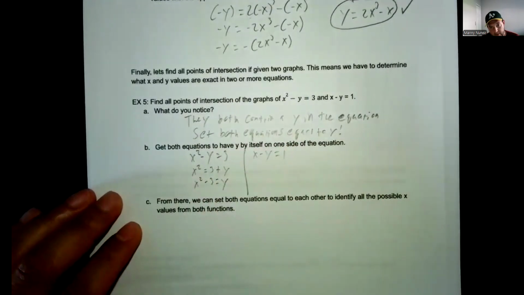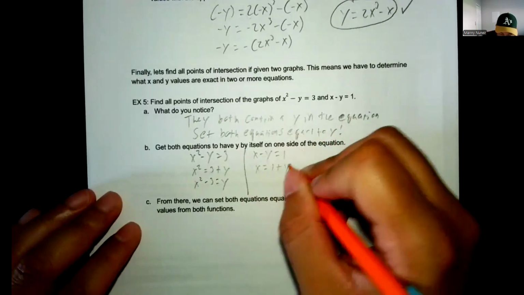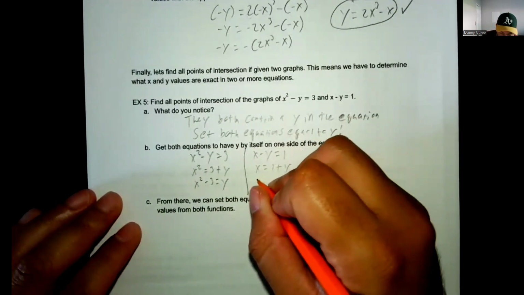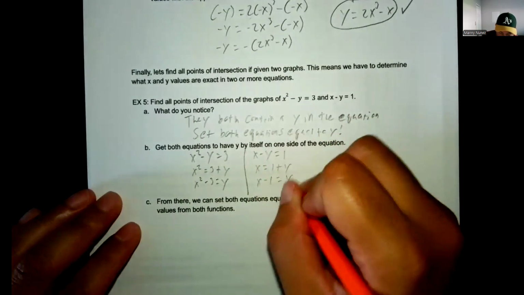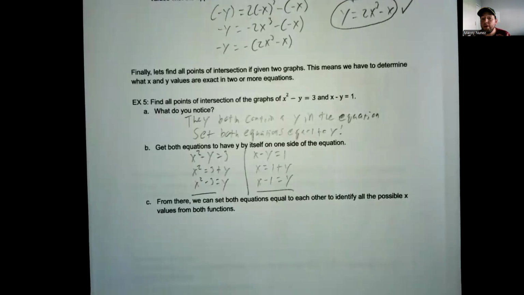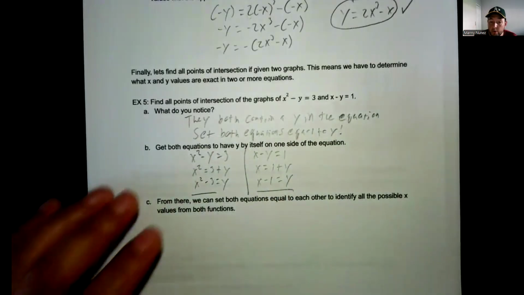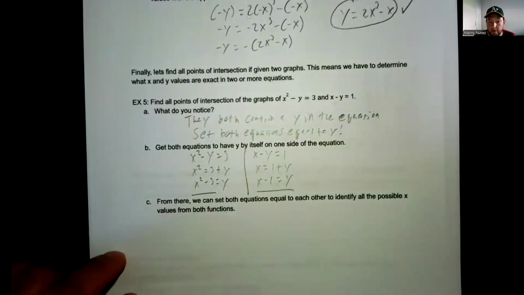On the other side, let's do the same thing. X is equal to 1 plus y. Move the 1 over. X minus 1 is equal to y. Notice how now they're both equal to y. Since they're both equal to y, we can set both of them equal to each other. In other words, the x's on each side equal to each other to first find the possible values of x from both functions. Let's do so.